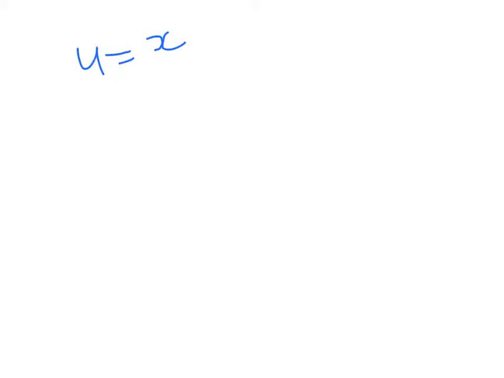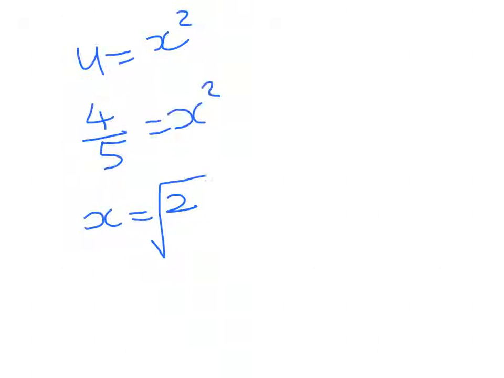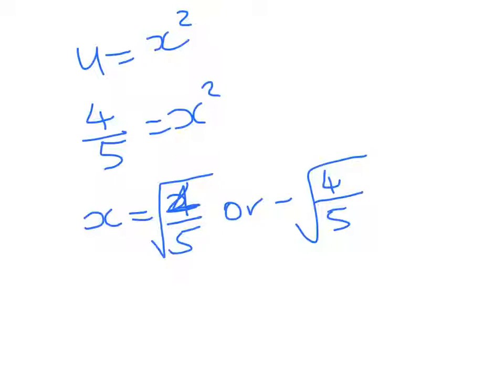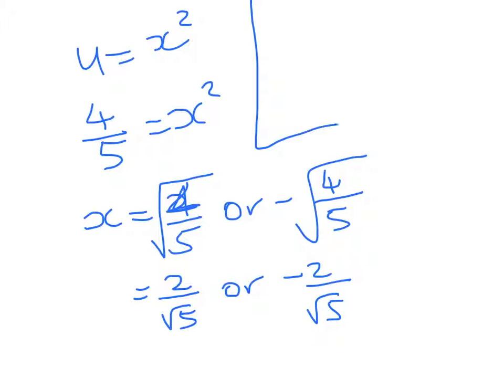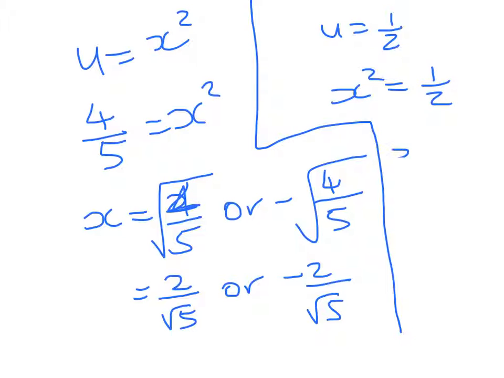So u is equal to x squared. So 4/5 is equal to x squared. x is equal to the square root of 4/5, or the negative root of 4/5, which is 2 on root 5, or negative 2 on root 5. So that's from the first u solution. Or we had u equals 1/2. So x squared equals 1/2, x equals 1 over root 2, or x equals negative 1 over root 2.